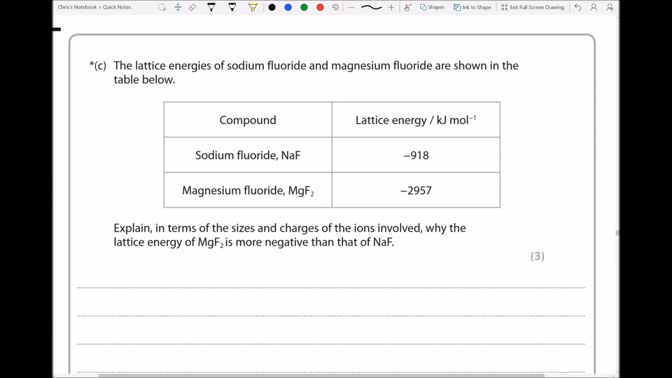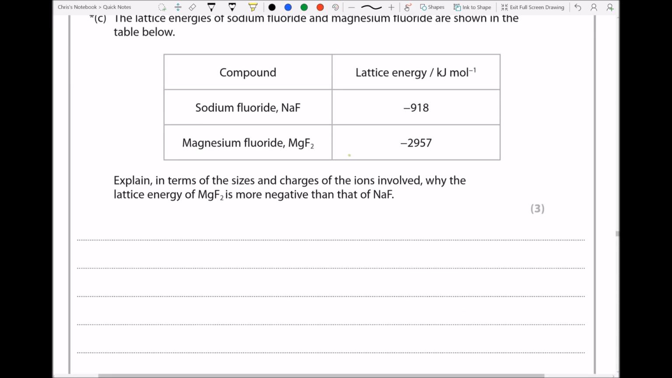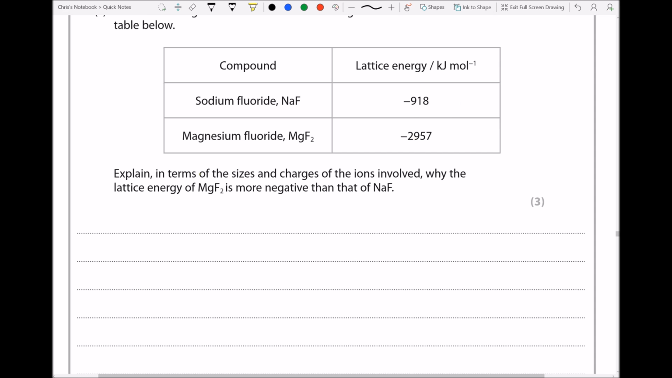So this is part C. Part C is saying the lattice energies of sodium fluoride and magnesium fluoride are shown in the table below. So we've got these two here, and we've got lattice energies here. Explain in terms of the sizes and charges of the ions involved why the lattice energy of MgF2 is more negative than that of NaF. This one's going to release more energy when it's formed, and it needs more energy when you break it. So we need to explain why it needs more energy to break it than NaF does.